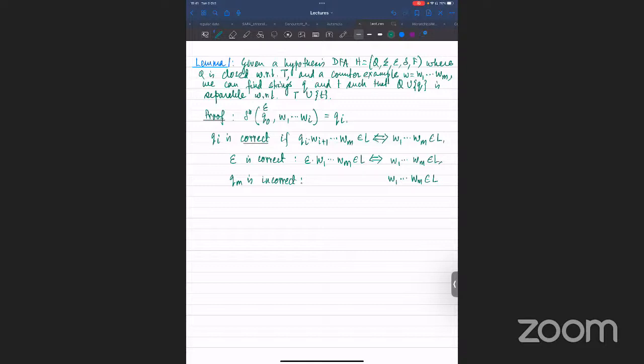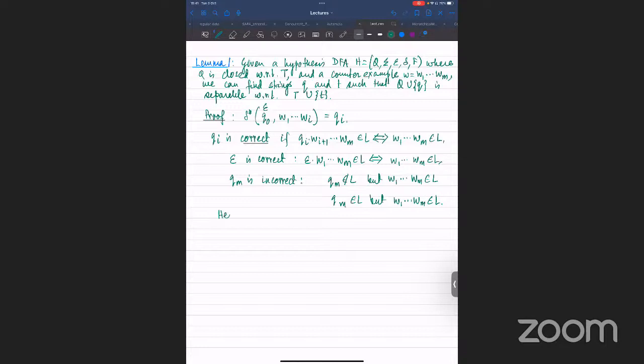So it means that qm, dot, what is the suffix? The epsilon is the suffix, nothing is left. So that means qm does not belong to L, correct? Because it's a counterexample, or it could be the other way around, like qm belongs to L, but w1 to wm does not belong to L, right? So epsilon is correct, qm is incorrect, correct? Okay.